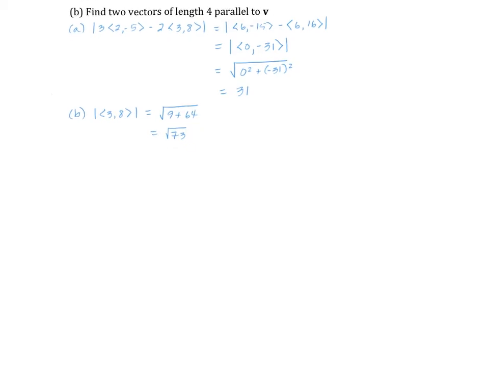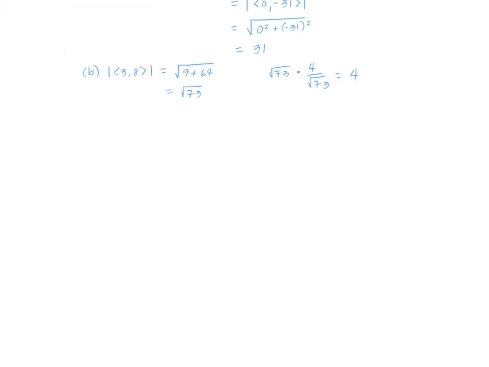So what I want is a vector of length 4. So if I take the length square root of 73 and I multiply it by 4 divided by the square root of 73, what I have is 4. So that means if I take my vector and I multiply it by 4 over the square root of 73, the resulting vector will be a vector of length 4 that is parallel to my vector.